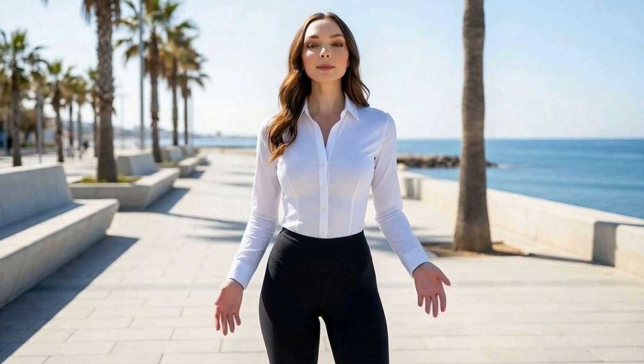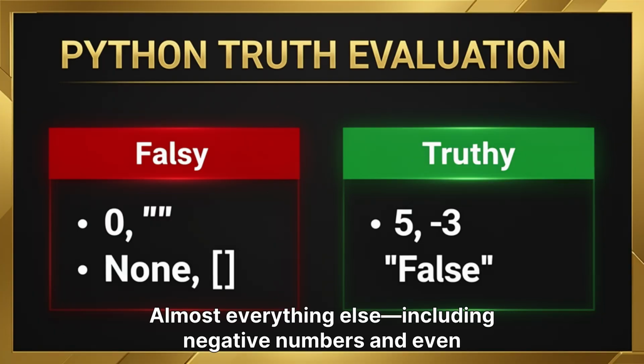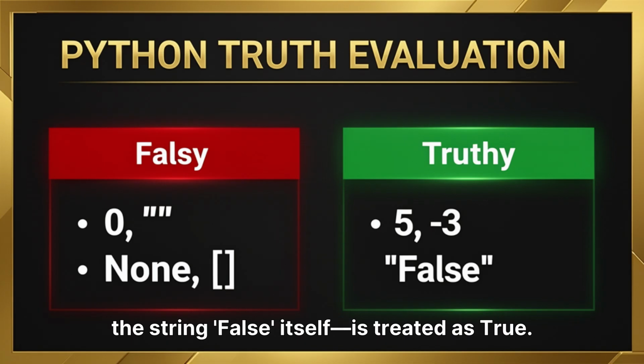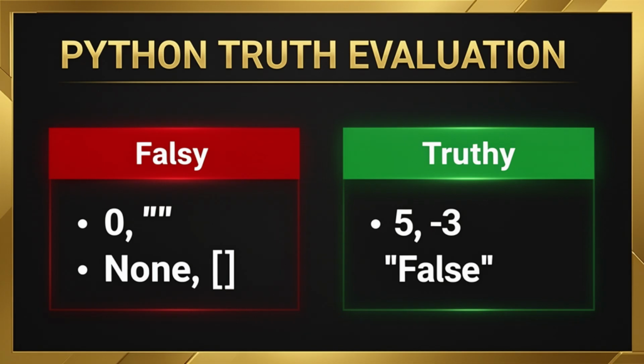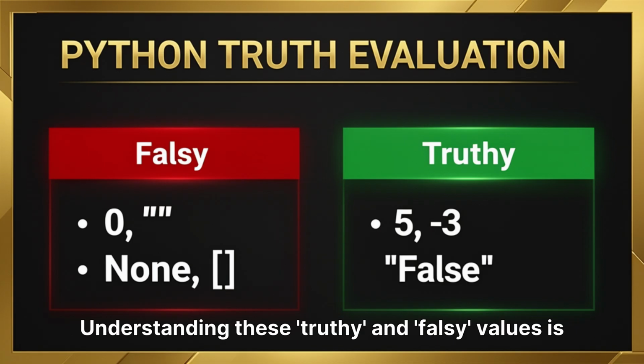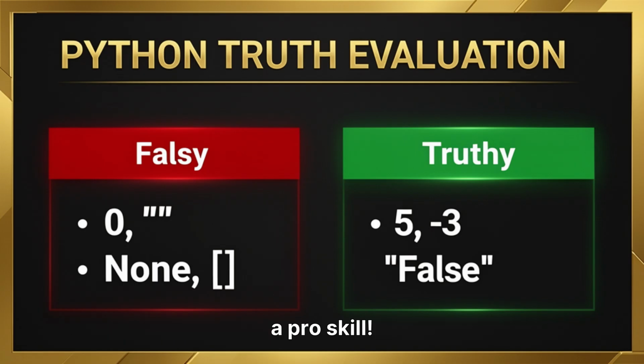Python is smart. It can evaluate many types of values as true or false. 0, empty strings, and None are always treated as false. Almost everything else, including negative numbers and even the string "false" itself, is treated as true. Understanding these truthy and falsy values is a pro skill.